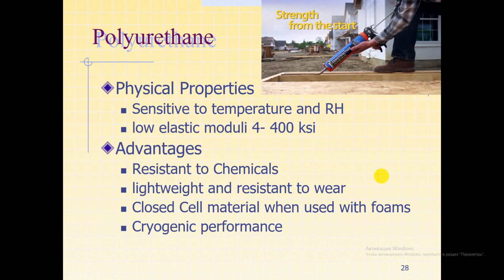Polyurethane. Physical properties are sensitive to temperature and RH. Low elastic modulus, 400 KSI. Advantages: resistant to chemicals, lightweight and resistant to wear, closed cell material when used with the foams, cryogenic performance.